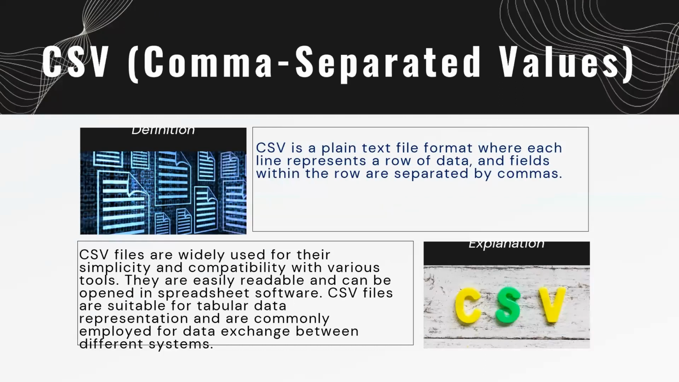We have the CSV, that is comma separated values. CSV is a plain or flat text file format where each line represents a row of data and fields within the row are separated by commas. They are used for their simplicity and compatibility with various tools, and they are easily readable and can be opened in spreadsheet software. CSV files are suitable for tabular data representation and are commonly employed for data exchange between different systems.